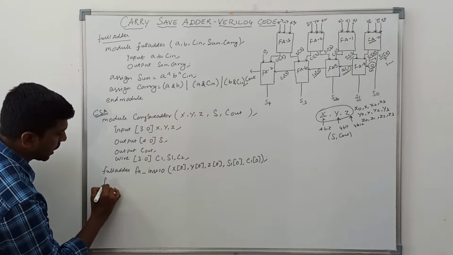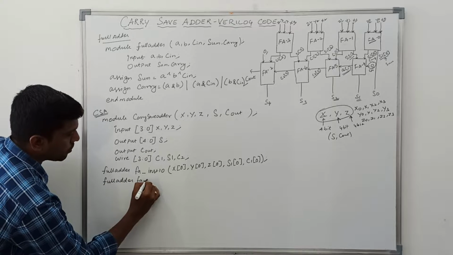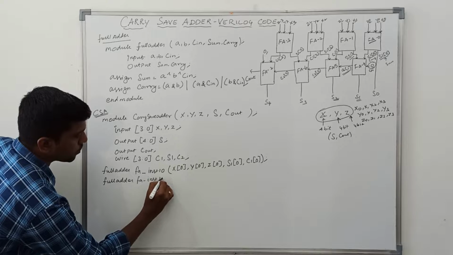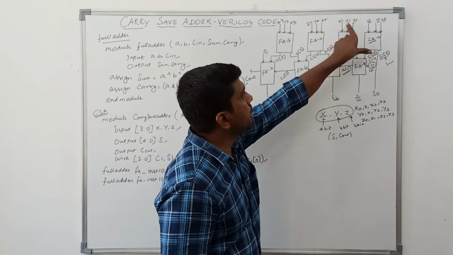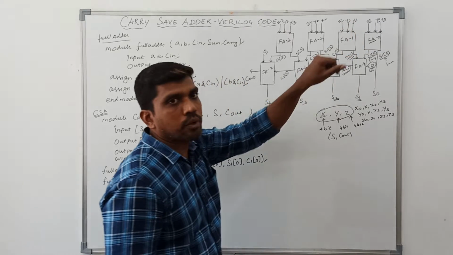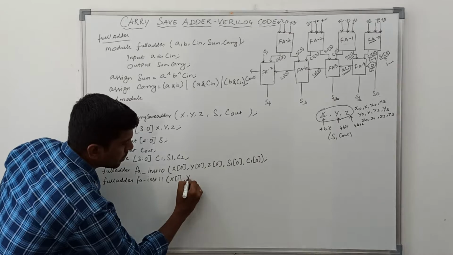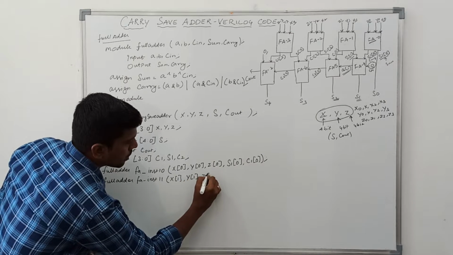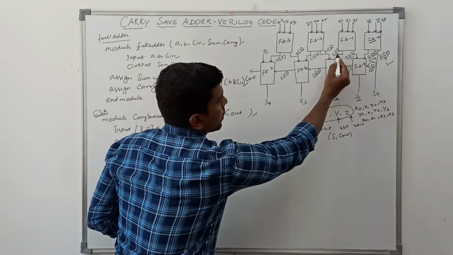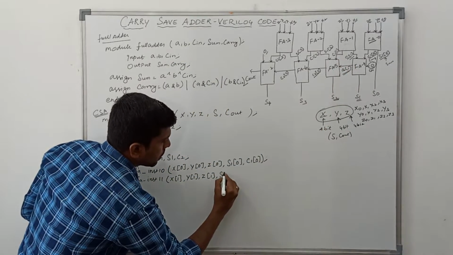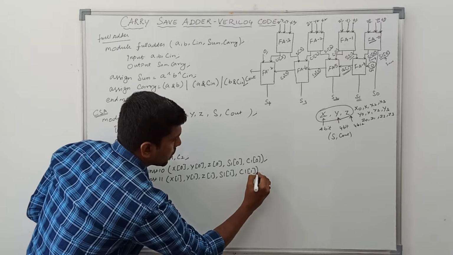Then come to the second full adder, FA instantiation 1 1. In this second full adder, FA1, it has three inputs, X1, Y1, Z1 as the input variables. So X of 1, Y of 1, Z of 1. Then output is S1 of 1 and C1 of 1. So S1 of 1 comma C1 of 1.